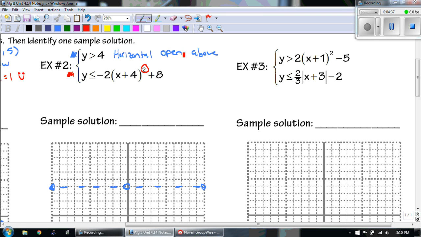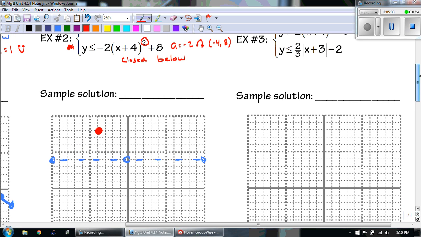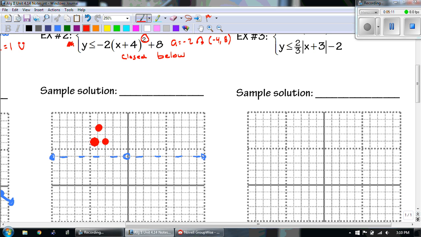Excuse me. So I have a quadratic. I know that my a is -2, so it's going down. My vertex is -4, +8. And then looking at that inequality, it is closed and less than, so that means below. So -4, +8, that's where we're starting. And I'm going down 2 over 1, down 2, 4, 6, 8 over 2, and graph.